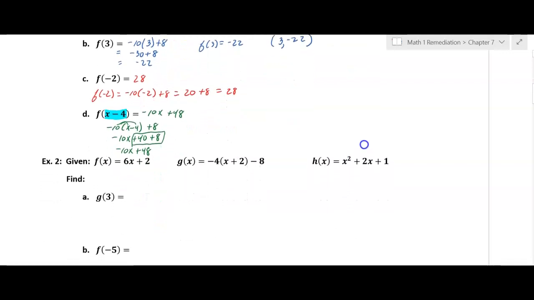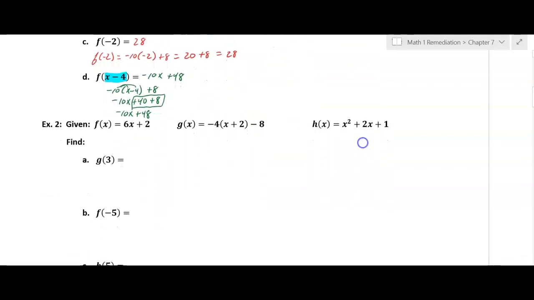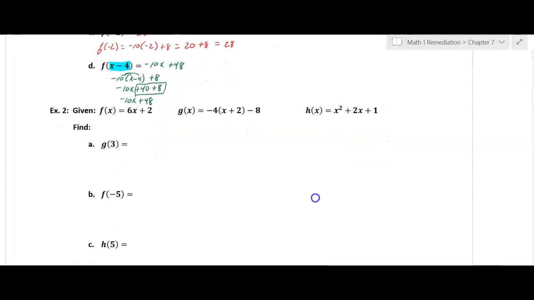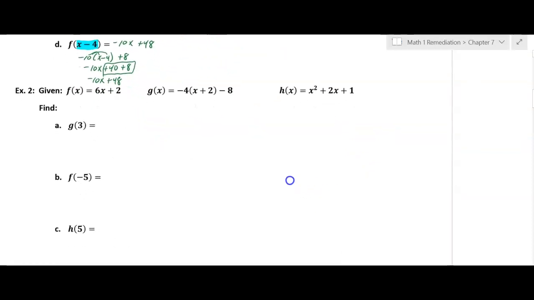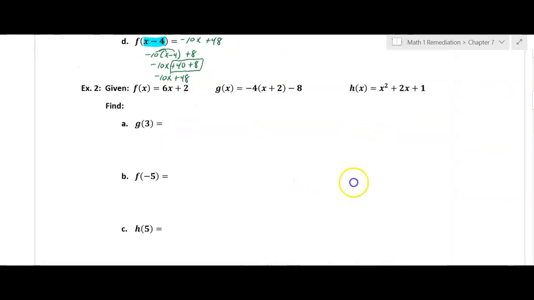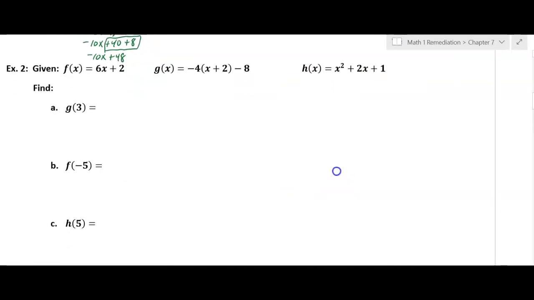Okay, so understanding what we're inputting and how to evaluate the expressions is critical. All right, as we move along. So now we're given three functions, and this is kind of the example that I like to use to show why we use function notation. If I look, each of these has a different name.